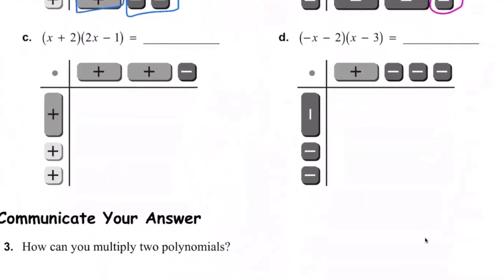So I want you guys to try letters C and D on your own. You can choose to use either method, or it doesn't matter at the end of the day which method you choose, as long as you work through them.